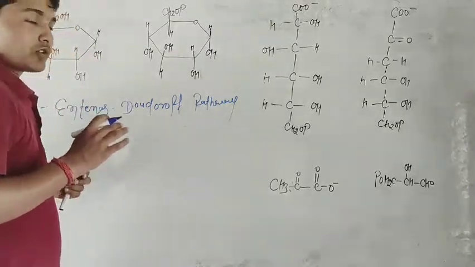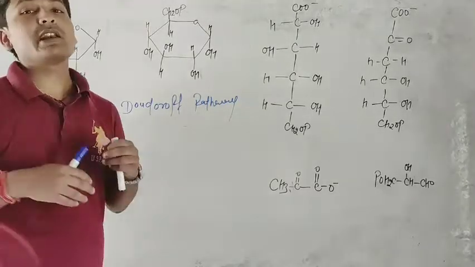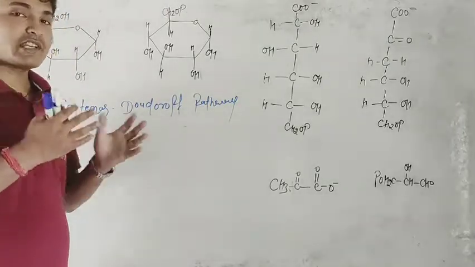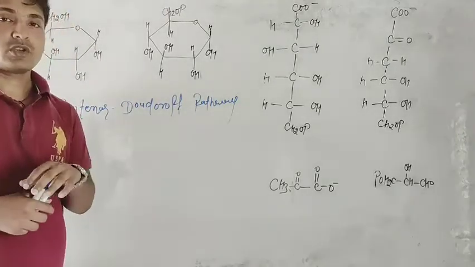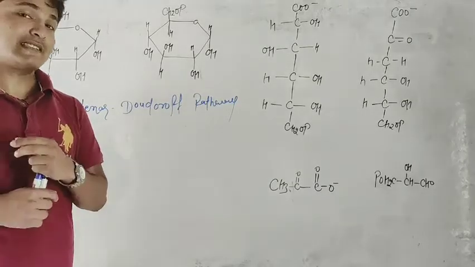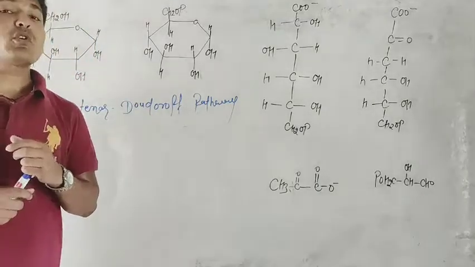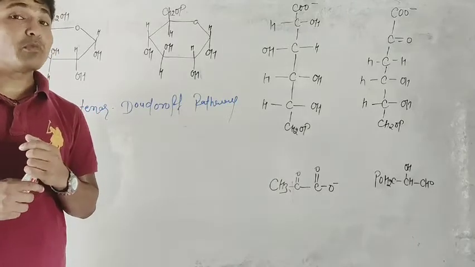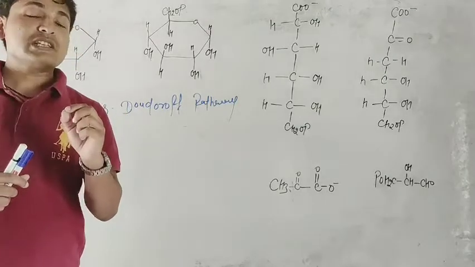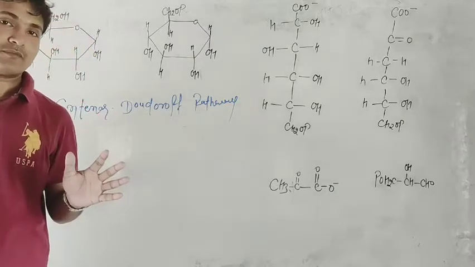If you differentiate between glycolysis, also called the Embden-Meyerhof pathway, and the Entner-Doudoroff pathway, you can differentiate on two basic things. First, the Entner-Doudoroff pathway occurs only in prokaryotic organisms, and mostly in gram negative prokaryotes, mostly, not only.